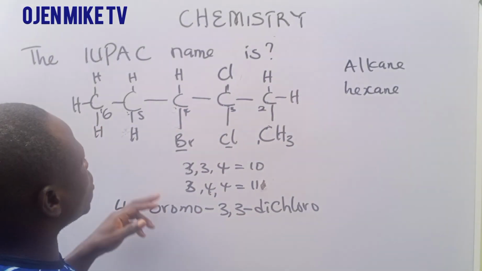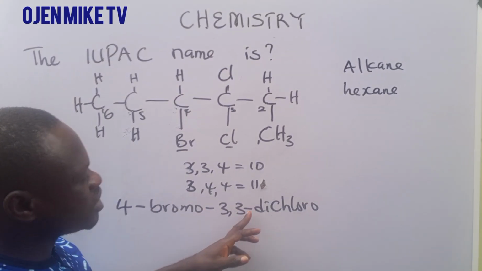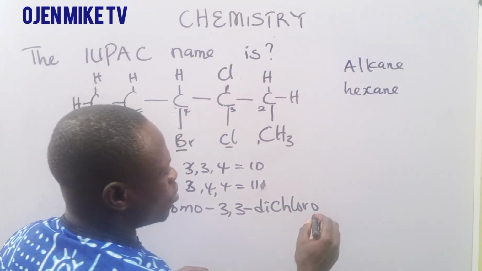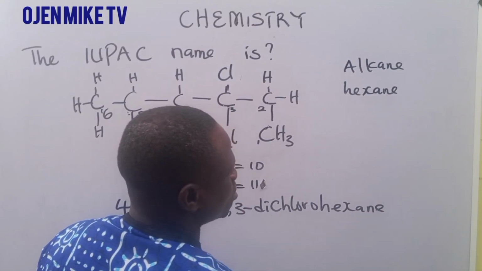Now, do we have any other substituent? No. The chain is hexane. So 4-bromo-3,3-dichlorohexane. That's the name of the compound.